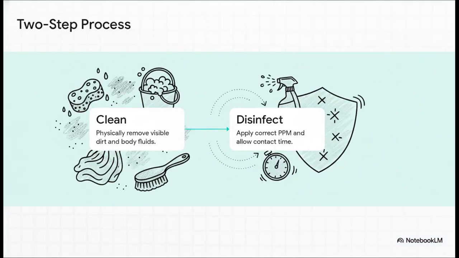This two-step process is really your ultimate defense mechanism. Step 1 is the physical battle. Clean. You physically scrub away the visible dirt and body fluids using standard detergent and water, just to break that surface tension. Only then comes step 2, the chemical battle. Disinfect. That's when you apply the precise ppm required and, this is crucial, you wait for the full wet contact time on the label. Look, if you still see dirt, you aren't disinfecting. You're just wasting expensive chemicals. Step 1 removes the shield, step 2 delivers the killing blow.